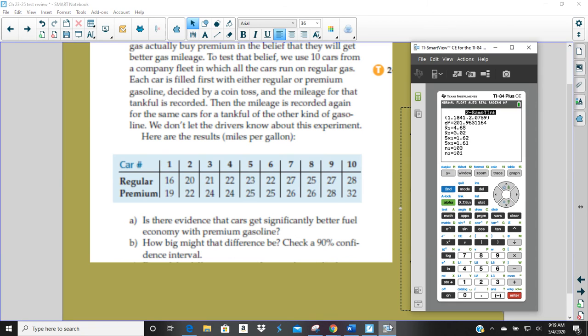So let's go through and plug in the data. Stat, edit. Let's clear out L1, L2. And if you recall with this one, what I need to do is have a third column, which is going to allow me to do the difference. And that's how we do the paired test.